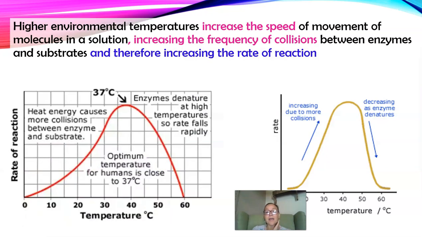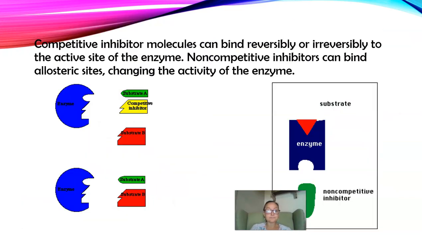Okay. Higher environmental temperatures increase the speed of the movement of the molecules in a solution, increasing the frequency of collisions. So that's why you see a gradual increase in the rate of the reaction, because as they move faster, the chances of a substrate colliding with an active site also increases. However, eventually you get to a certain temperature where it's just so hot that the enzyme denatures.